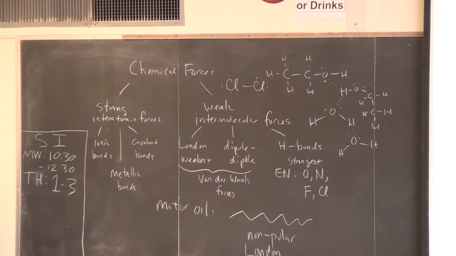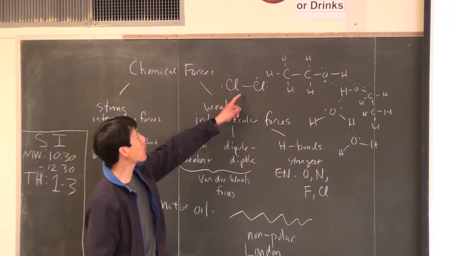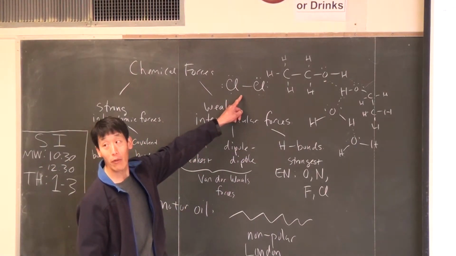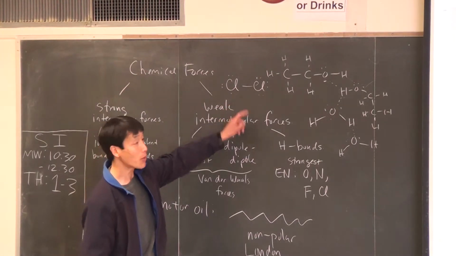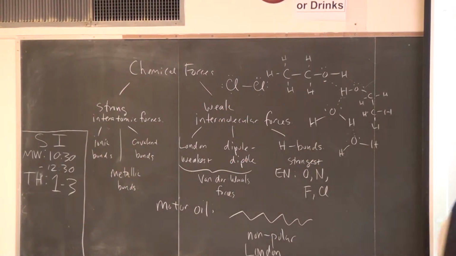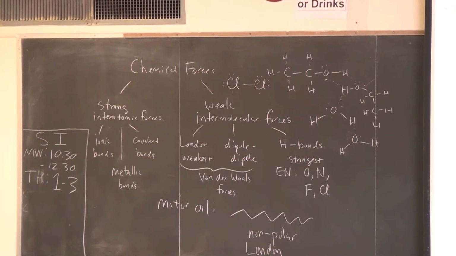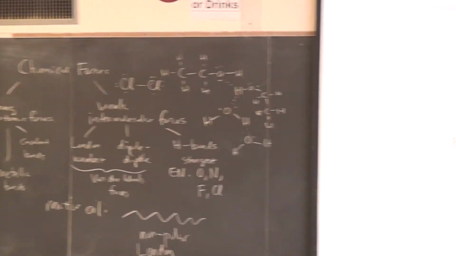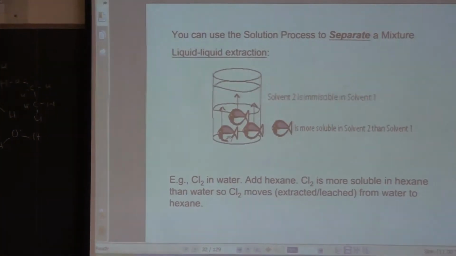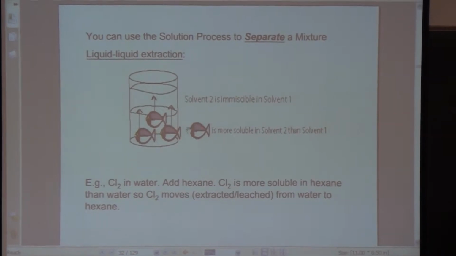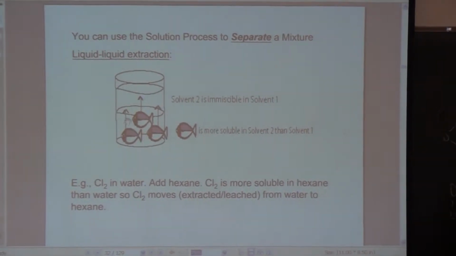No. Okay, so although chlorine is not expected to be soluble, we can get some of it to dissolve in water. That's what you did in that lab last semester. You looked at chlorine in water. You got some chlorine to dissolve in water. So here's the chlorine dissolved in water.